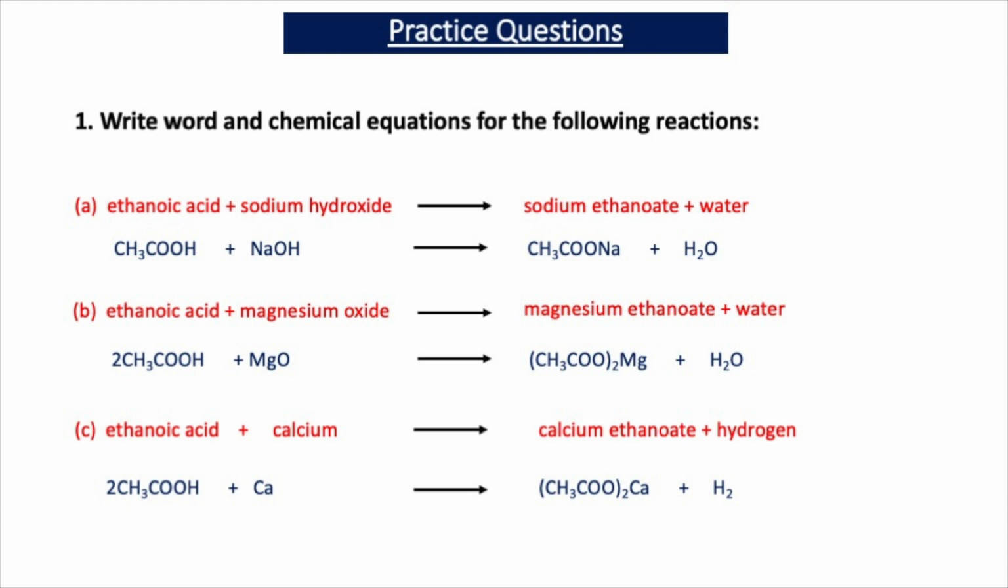And for C we have ethanoic acid reacting with a metal, calcium, so we're going to get a salt and hydrogen. The salt is going to be calcium ethanoate. So the chemical equation is going to be 2CH3COOH plus Ca goes to form (CH3COO)2Ca plus H2.